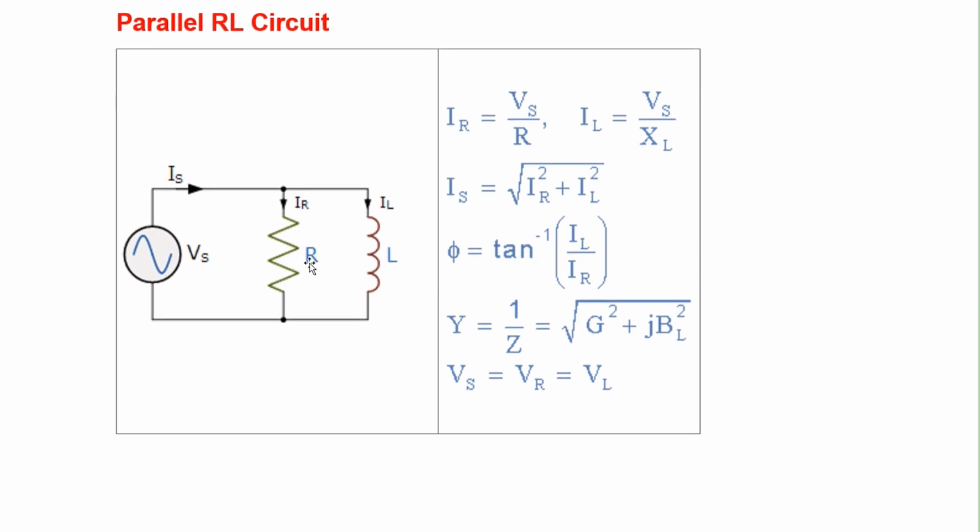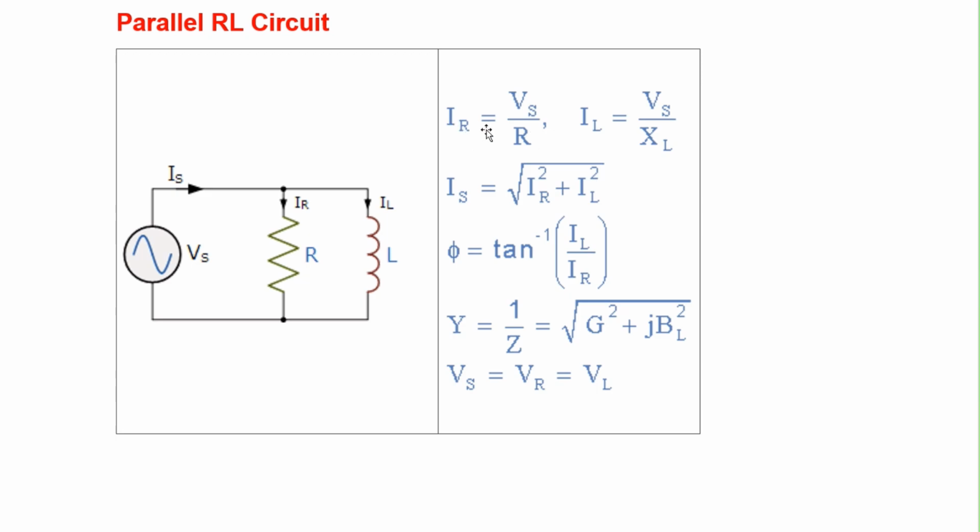Here you can see resistance and this inductor have been put in parallel across this source voltage. Now Is is again branching into two parts, IR and IL. But Is is not going to be the algebraic sum of these two currents, IR and IL. Again, here also this will be a vector sum. So the magnitude of Is will be equal to the square root of IR square plus IL square.